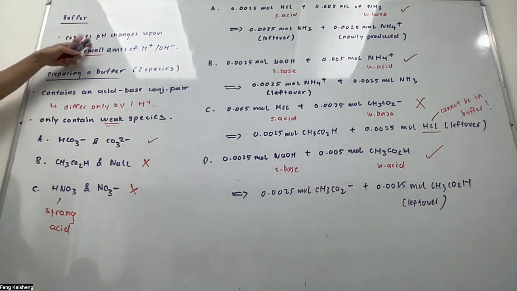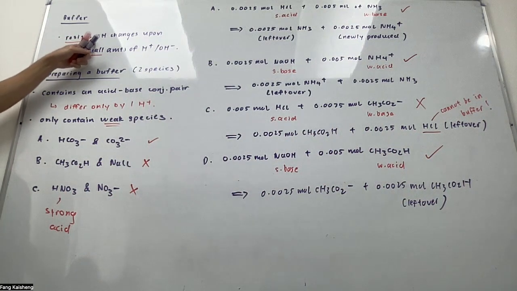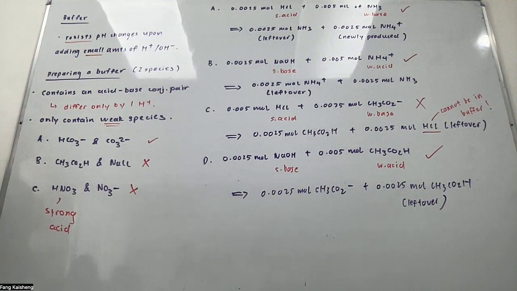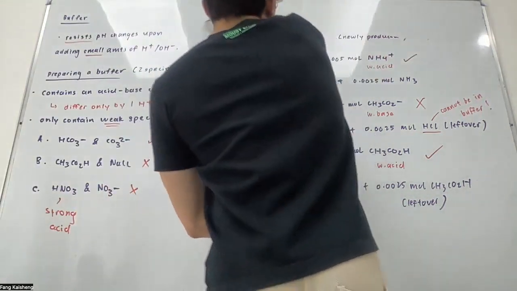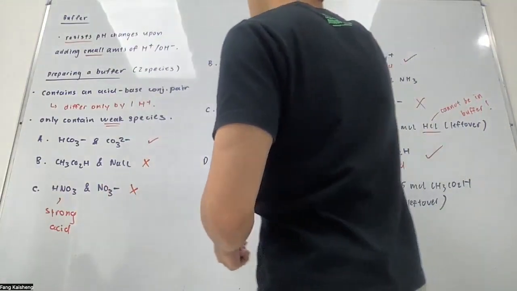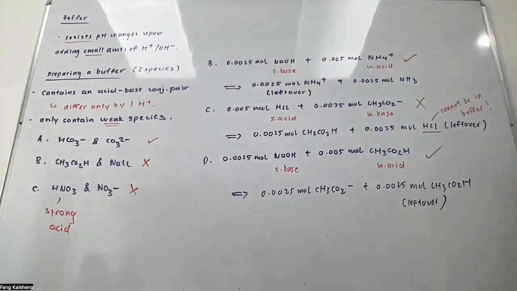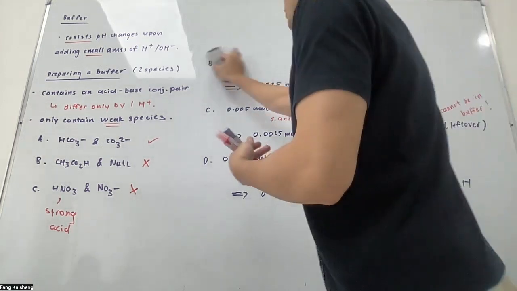Looking back at the definition, a buffer will not change the pH much when you add H plus or OH minus. Now imagine this: I have a cup of water and I pour a bit of lemon inside. I just throw in one slice of lemon. What will happen to the water? It will taste sour, right? It tastes sour because the pH has dropped.